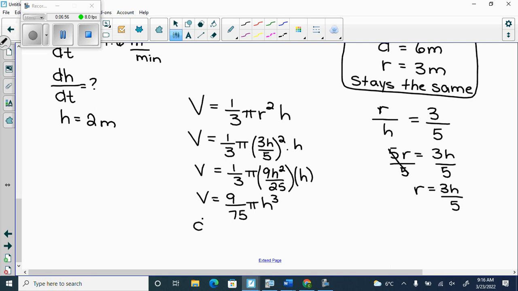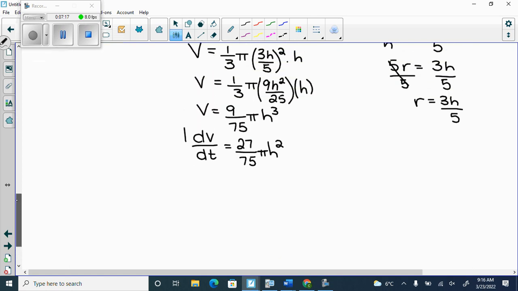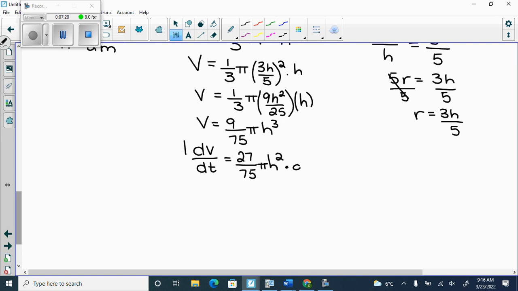So we have dV over dt, or 1, technically, because the derivative of V is 1. And then you have to follow behind with dV over dt, because you're doing implicit. The 3 joins the 9, so I'm going to get 27 over 75 pi h squared, and then what do I have to make sure to do? Multiply by dh over dt. So then I take the derivative of any variable with respect to time. Always have to follow behind with it. Correct? Now you can do this one of two ways. You can plug in right now and then isolate dh over dt, or some people like isolating dh over dt first, then plugging in. It doesn't matter, it gets you the same thing.